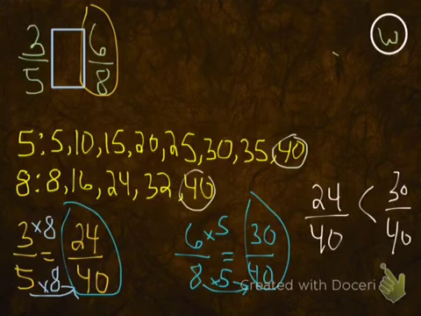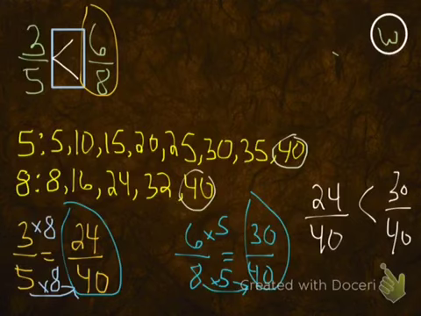But now be careful. Our original question was 3/5 compared to 6/8. So the 30/40ths is our version of 6/8. Therefore, 6/8 is greater than 3/5, or we could say 3/5 is less than 6/8.